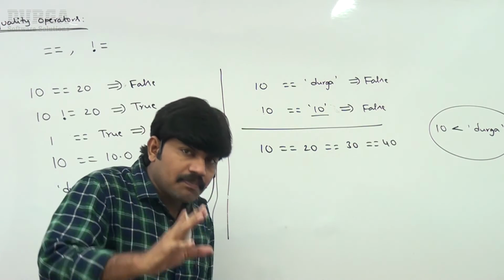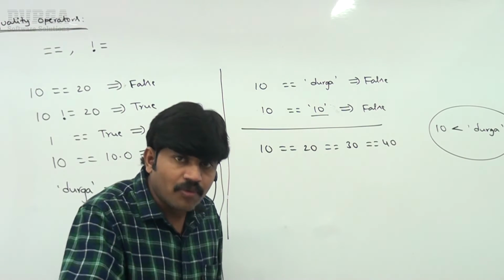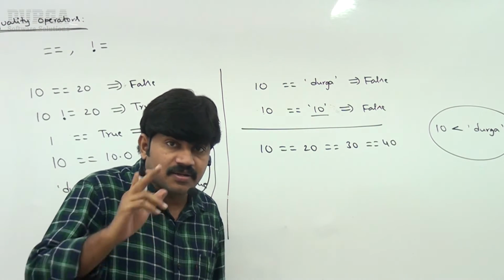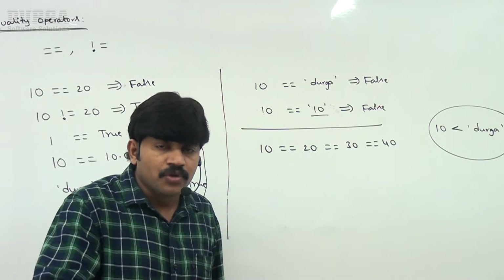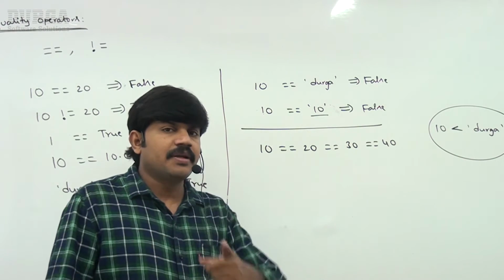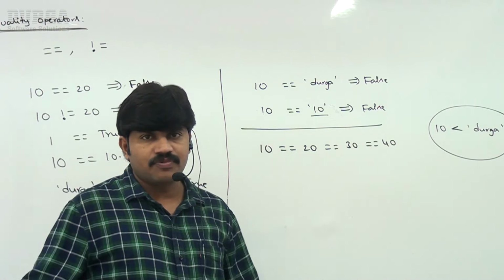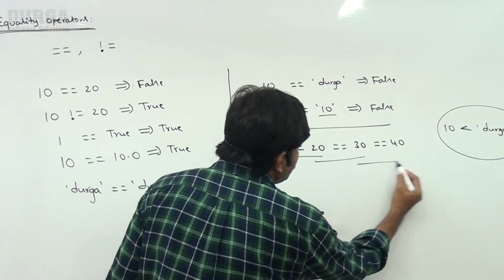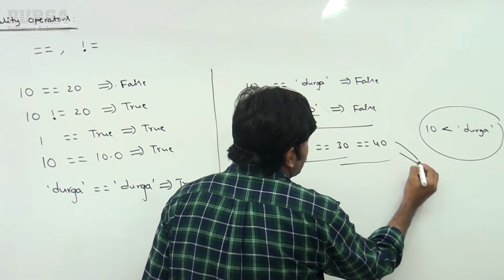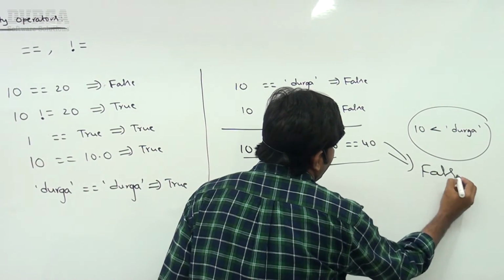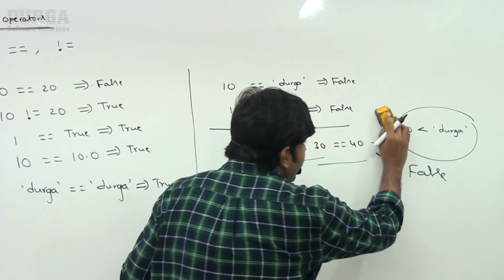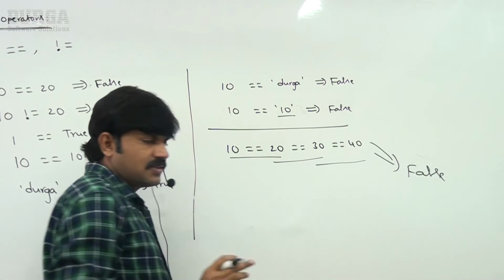If all comparisons return true, then the result is true. Remember, if all comparisons return true, the result is true. If at least one comparison returns false, the result is always false. Sir, here it is false. It is false, then obviously the answer we are going to get is false only. Remember this one, sir. What answer are we going to get? False itself is the answer, sir.